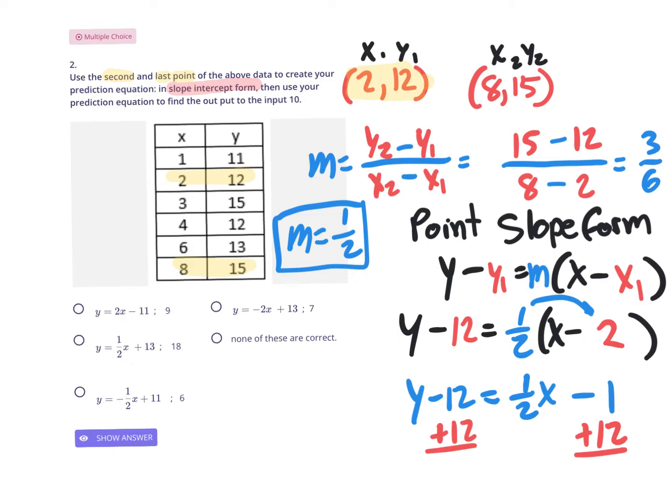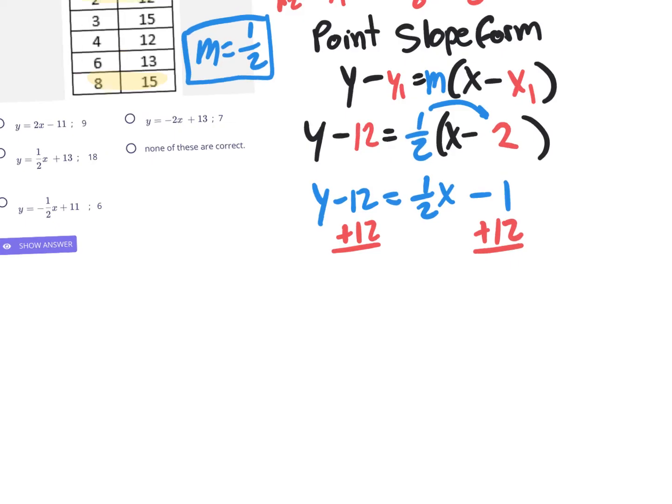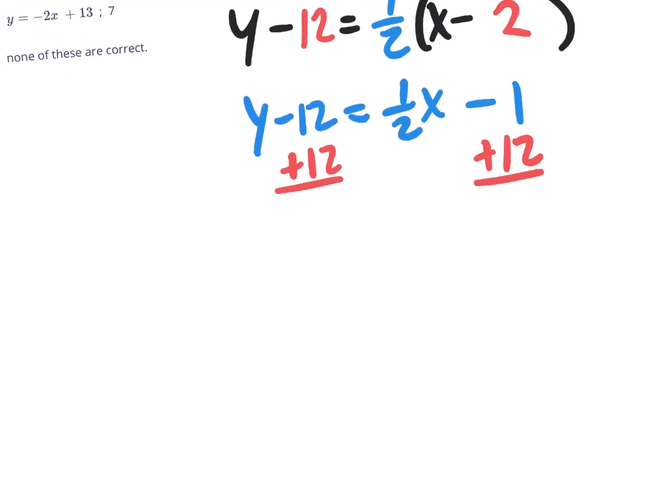Okay, so what do we have here? We have y equals 1/2 x plus 11. Ladies and gentlemen, this is your prediction equation.